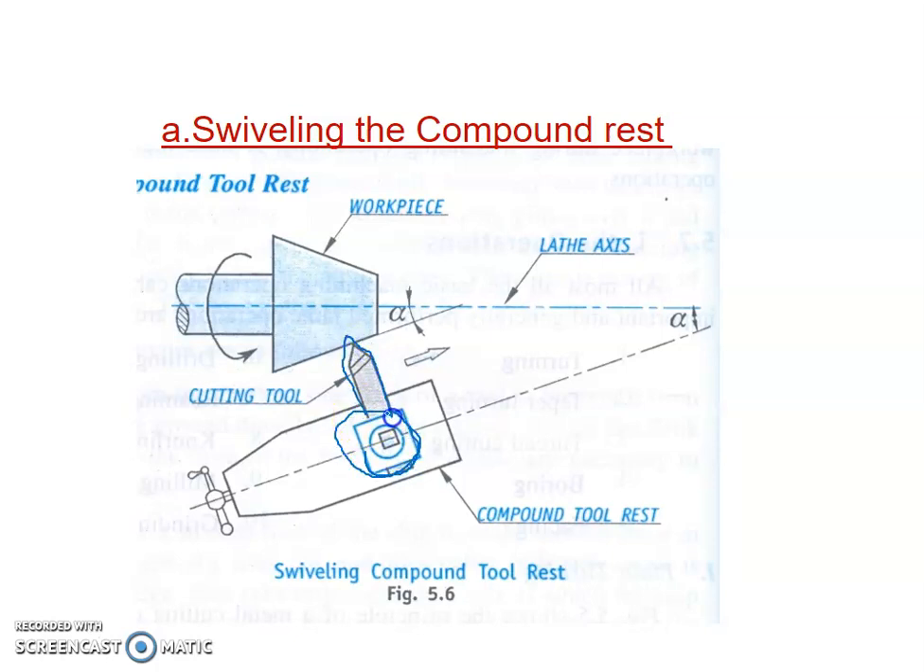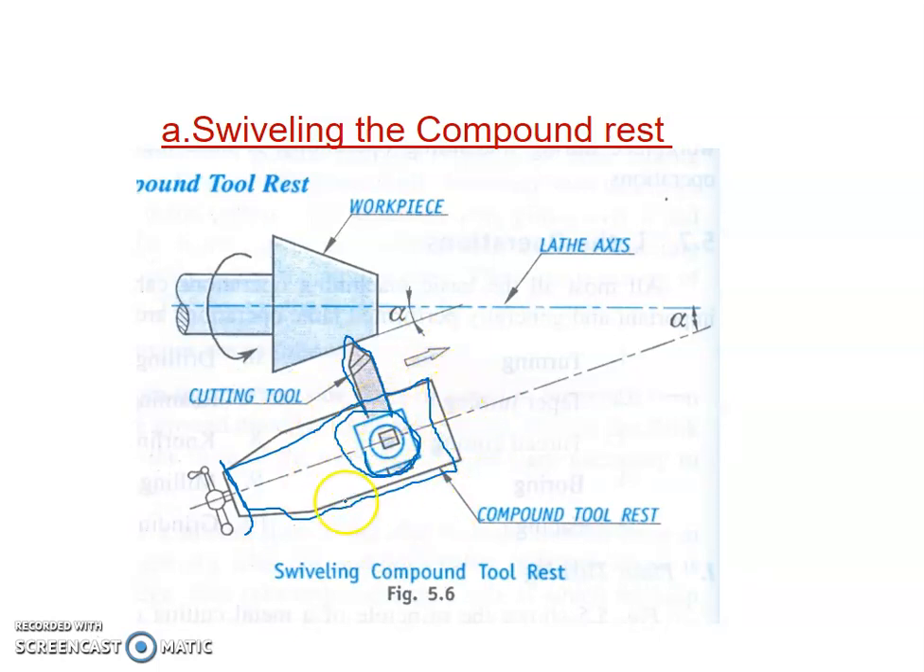Why is the tool post used? To hold the cutting tool. The cutting tool is held in the tool post, and this is called the compound rest. The compound rest is part of the carriage assembly. This compound rest can be swiveled to a particular angle. Whatever angle you want, we can swivel it to that angle.